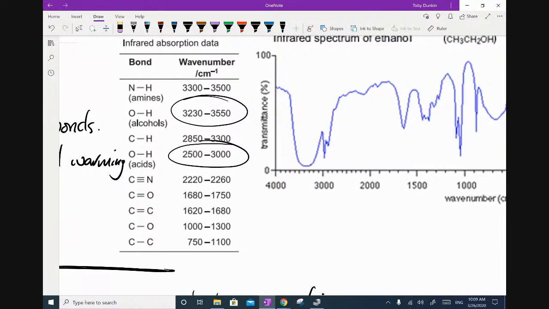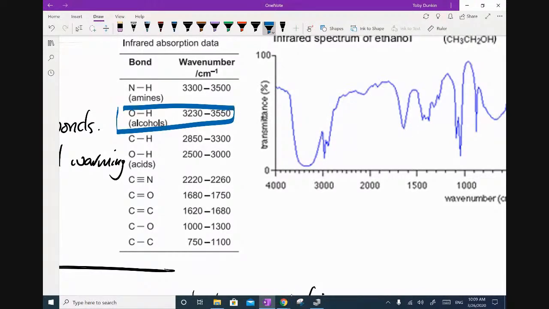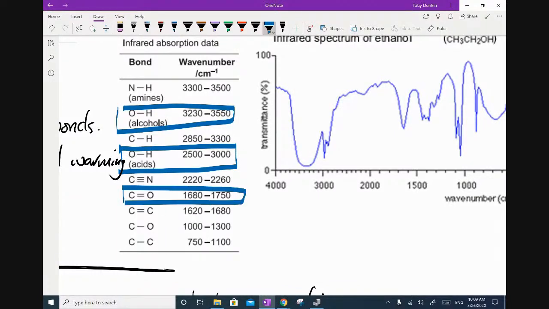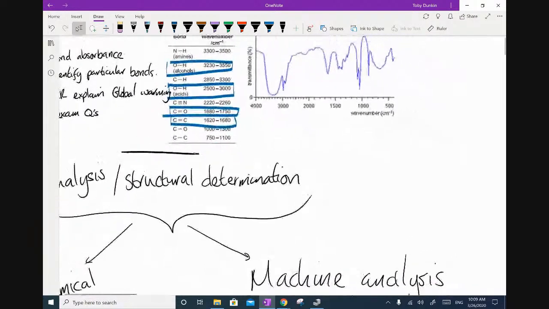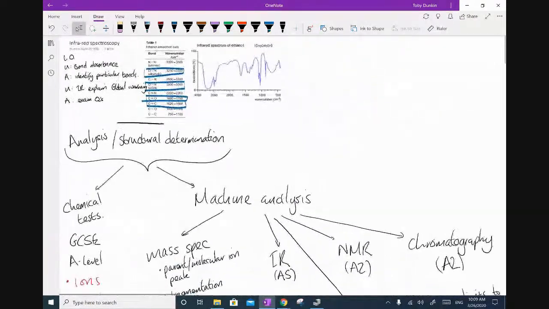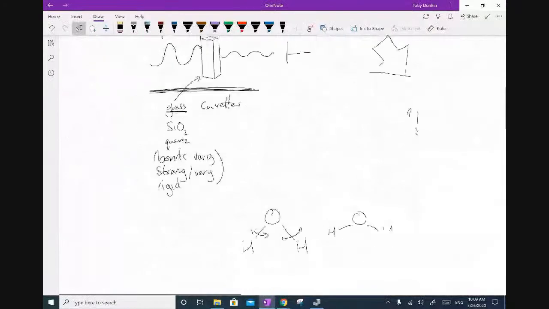Now, there are certain bonds which I need you guys to specifically learn. And these are the 4 I need you to learn. I need you to learn OH alcohol. I need you to learn OH acid. I need you to learn C double bond O and C double bond C. These peaks are super, super important because they come up pretty much every question.